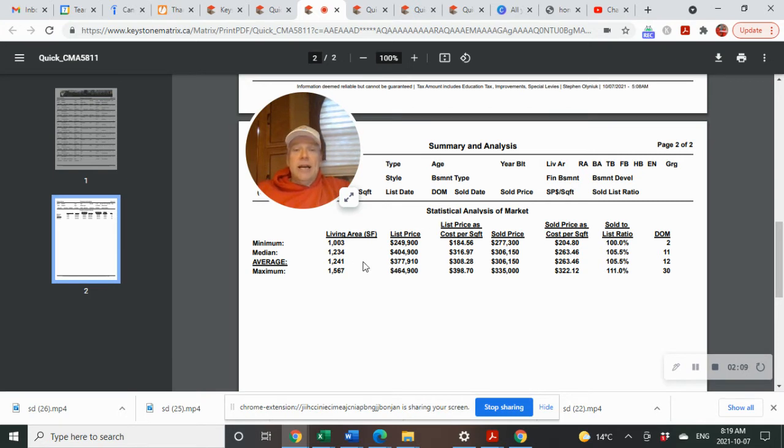Let's take a look at the square footage for the 10 that are listed. 1,241 square feet is the average, and the average list price is $377,910 with a price per square foot of $308.27. Now, of the 2 homes that sold, the average sale price was $306,150, and same as last time, that's only the 2 homes, not the 10 that are on the market. Average price per square foot of those 2 that sold, $263.45. Sold to list ratio at 105.5%, so they sold at 5.5% over list price, and 12 days on the market on average.